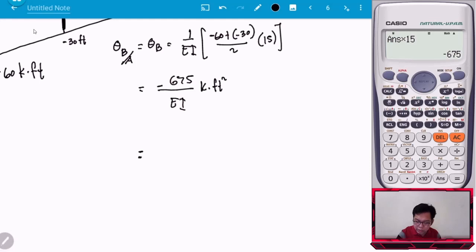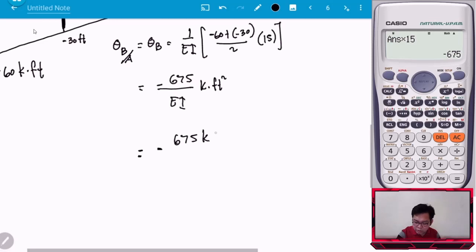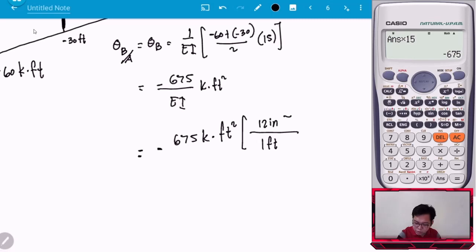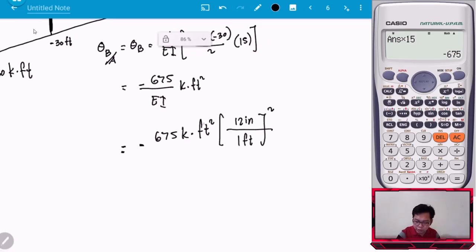So, substitute natin yung EI. So, this is negative 675 kip... ano nga ulit yung unit? Okay, kip-feet squared. So, multiply natin yan. Convert natin. So, yung feet, okay, so 1 feet is actually 12 inch, di ba? So, square lang natin to. Yan. So, makakancel out na yung feet. So, inch na lang yan. And then, divide that by EI.